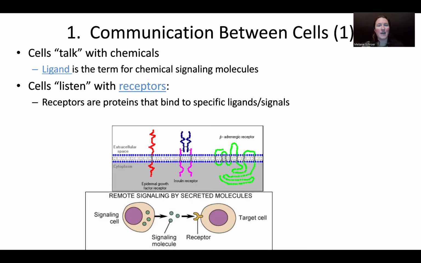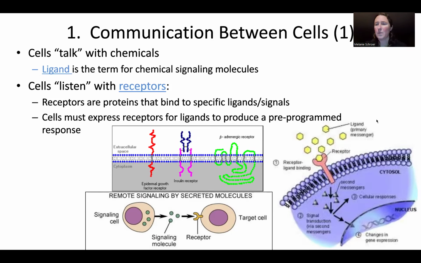Of course, all the ligands, all the messages must be a different shape, right? All the words that we have make different sounds and therefore convey different meanings. This one is an insulin receptor. Insulin has a different shape than epidermal growth factor, and beta adrenergic receptor, this one binds to adrenaline, right? So all different shapes, which of course is a function of proteins, right?